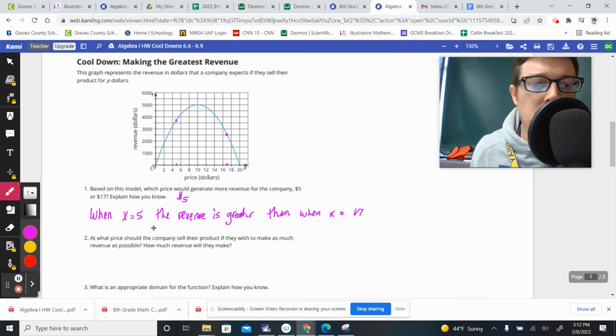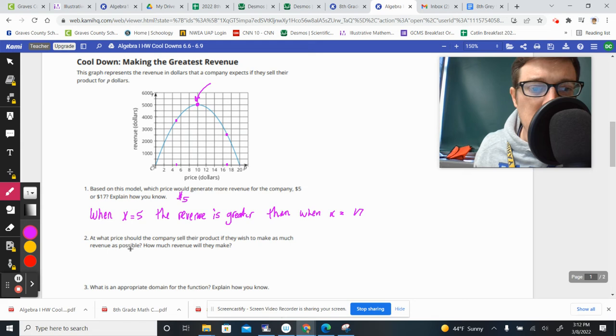At what price should the company sell their product if they wish to make as much revenue as possible? The most money they could make would be right here at the vertex, and we're going to use that word in our response. So this would be making $5,000 in revenue, and we would have to price our product at $10 apiece.